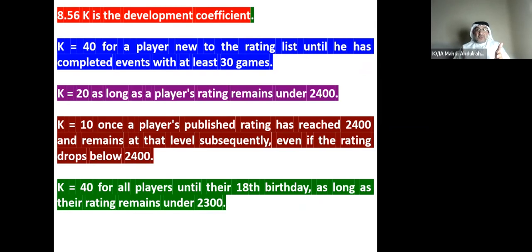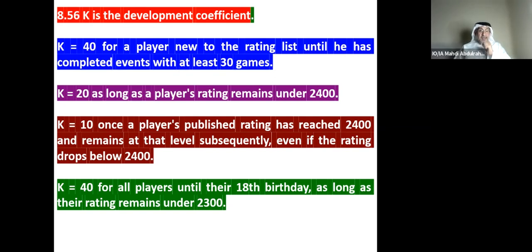So once you reach 2,400 and above, your K factor becomes 10. Once a player has published a rating of 2,400 and above, the K factor remains at that level, even if the rating drops below 2,400. So if your rating drops below, the K factor will still be 10, it cannot go back to 20.